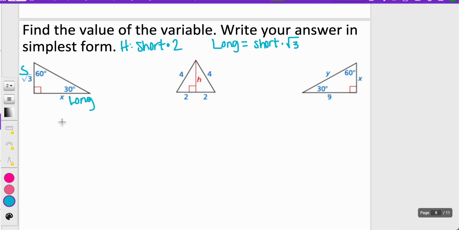Okay, so all I got to do for the long leg is take my short leg times 3, and then times square root of 3, and then times square root of 3 again. That gives us square root 9, which is equal to 3. So x is equal to 3 for this first one.